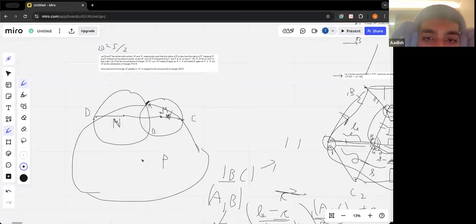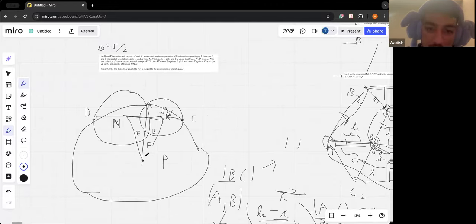AP meets delta at E and tau at F. Okay, guys, which one's tau? Sorry, I don't know Greek letters. Omega had center M and it meets omega at E. So this one is E and this one is F. H is the orthocenter of PMN. Prove that the line through H parallel to AP is tangent to the circumcircle of BEF.